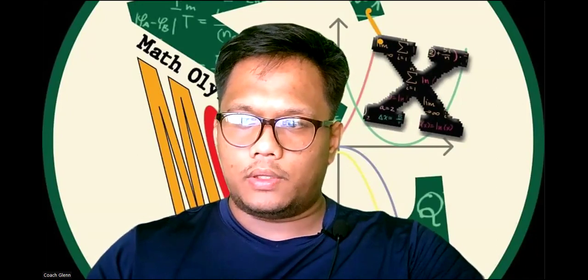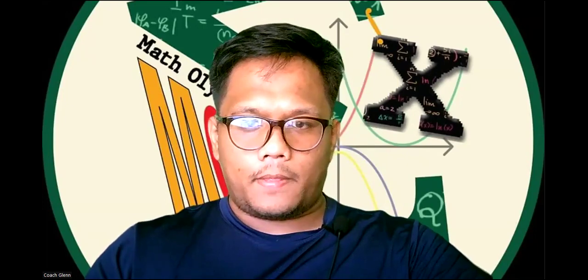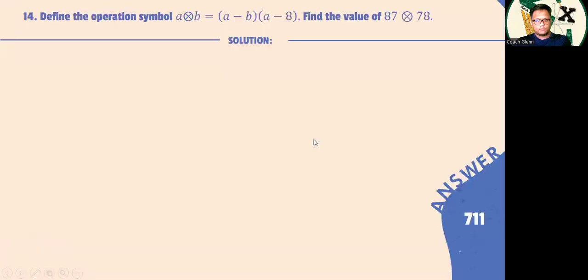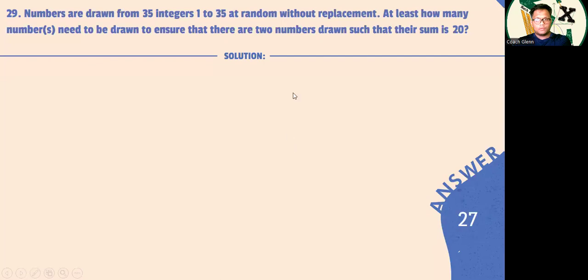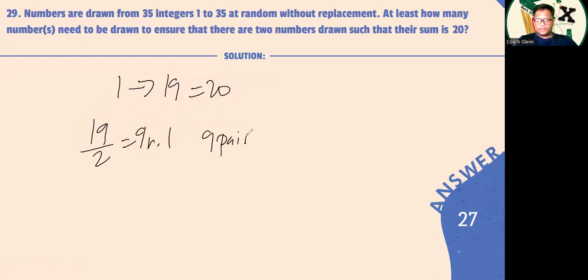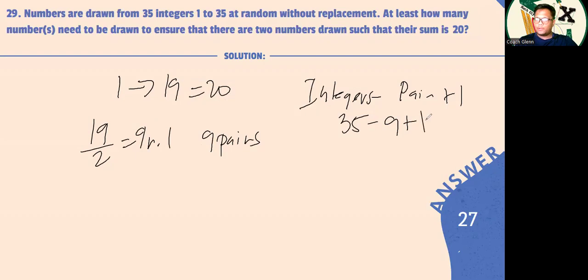Question 29, please. Number 25. You want question 29? So for this one, you get the number of pairs. So 1 is to be paired with 19, to make 20. So get the number of pairs. All you need to do is 19 divided by 2, because this is 19 numbers. That's equal to 9, remainder 1. So you have 9 pairs. So use the formula integers minus pair plus 1. So your integers is 35. Your pair is 9 plus 1. That's equal to 27.